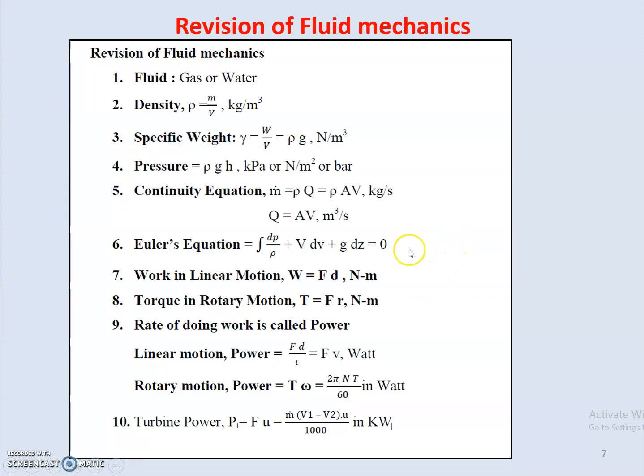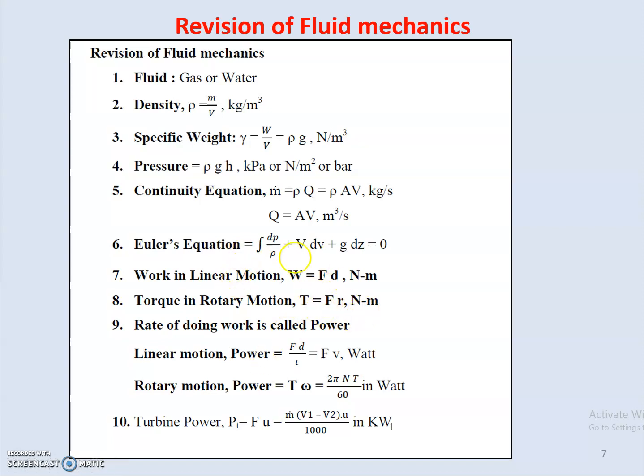Next, revision of a few basic things. As we know, density is nothing but mass per unit volume. Specific weight is weight per unit volume, that is rho g. Then pressure is rho g h, measured in kilopascal or Newton per meter square or bar. The continuity equation: mass in equals mass out, that is m dot equals rho Q, rho A V. Euler's equation: the integral of dp by rho plus v dv plus g dz equals 0.